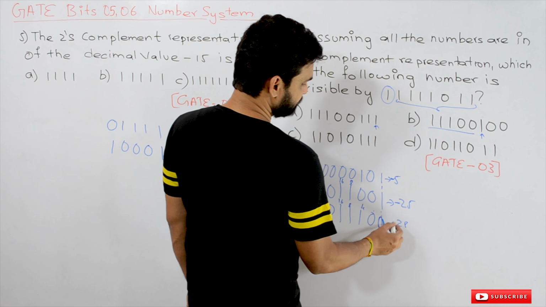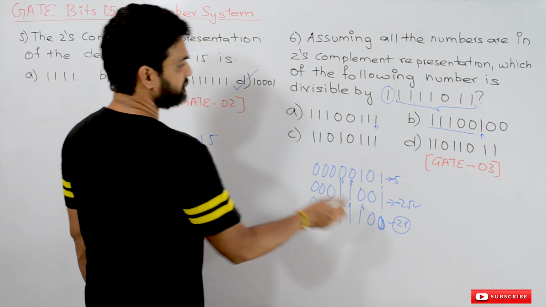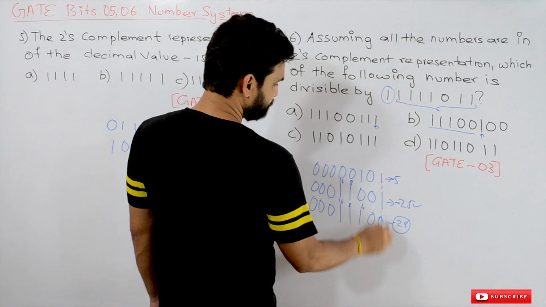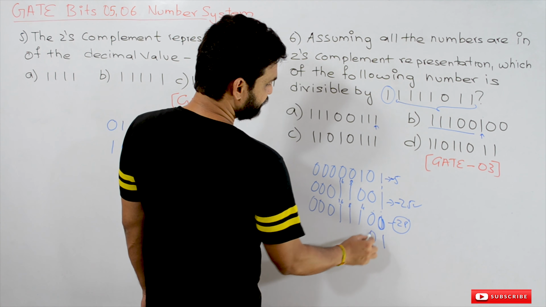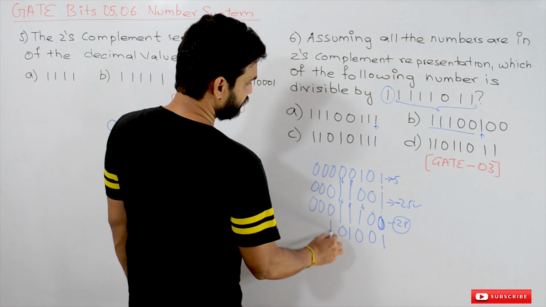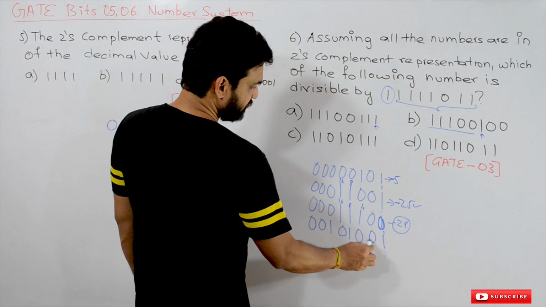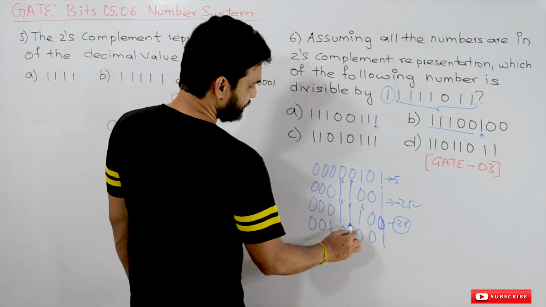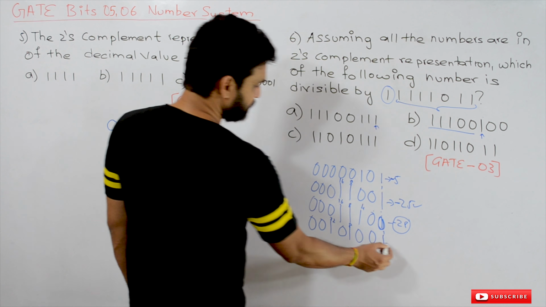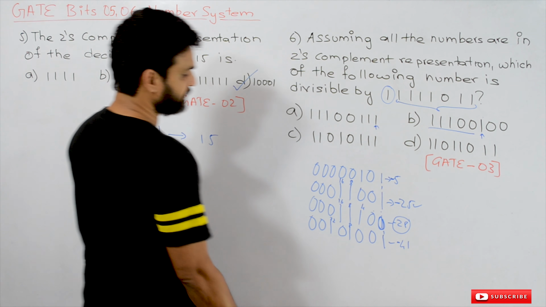So hope you got the answer. Minus 25 is divisible by minus 5. Anyway, we will convert all these numbers. For this one, after the first one we complement the bits, and the binary equivalent is 32 plus 8, 40, plus 1, 41, and it is minus 41. Minus 41 is not divisible by minus 5.